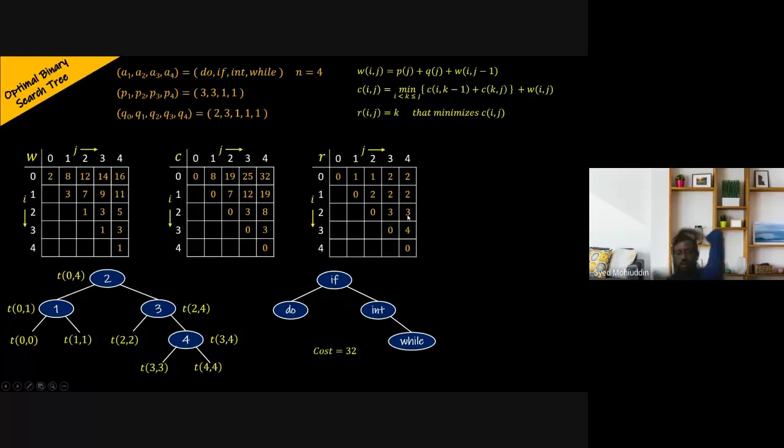Now we will look at the R table, and from this matrix, the R table, we will construct the tree. Now this cell R of 0 comma 4 is going to give us the root. It is 2. So which element is 2? A2, which is if. So here on the right side we will write the 2 node, and then later we can create that tree. So we have 2 as the root. Then who is going to be its right child? Now we consider who's going to be the right child and who's going to be the left child.